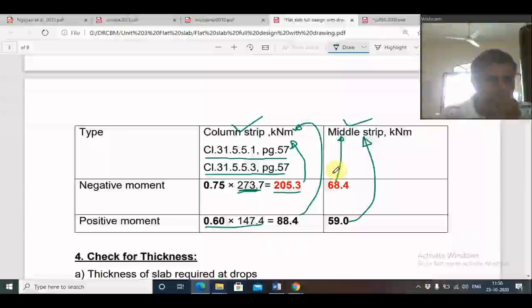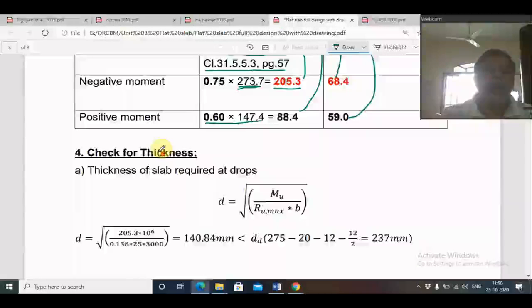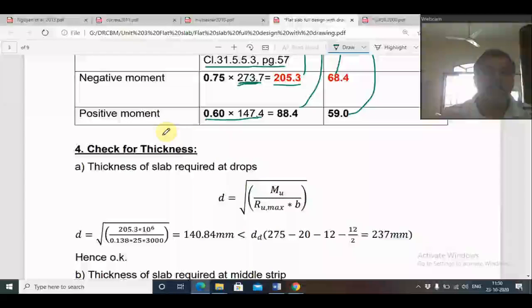So in this step I have calculated the absolute sum of moment of positive and negative values. Then I split it into positive and negative. Then the positive and negative values are again split into column strip and middle strip. Then step 3 is over. Next I have to check whether the assumed thickness is enough to resist the bending moment.